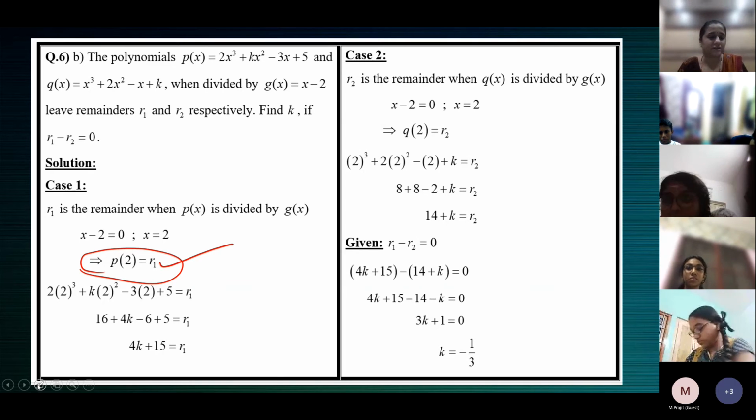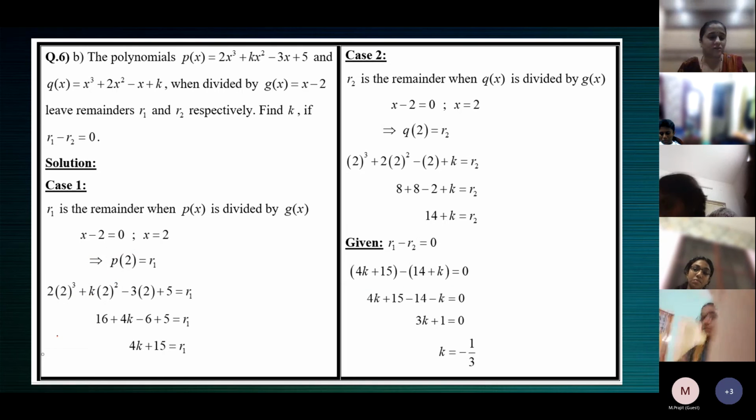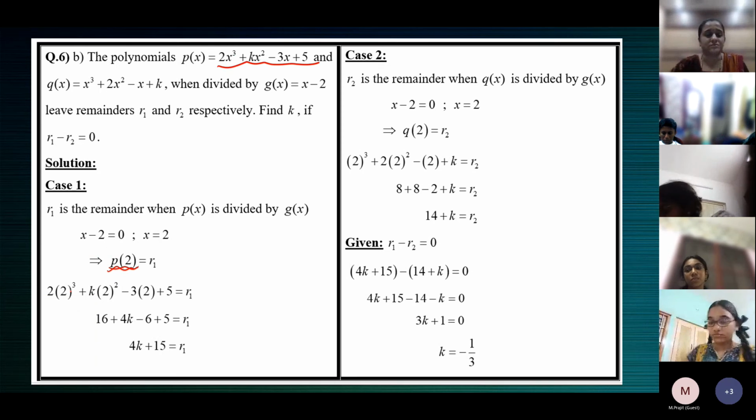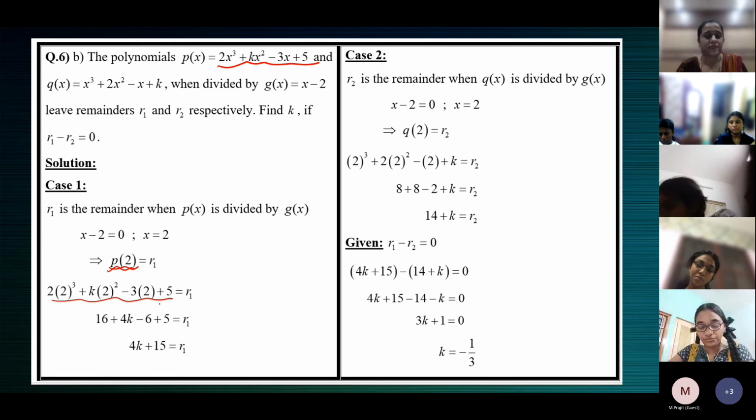But writing this one is important. Once you write that, you know how to proceed. Because how do you express P of 2 in P of x? Wherever there is x, you should use 2, is equal to R1. So you get an expression for R1.